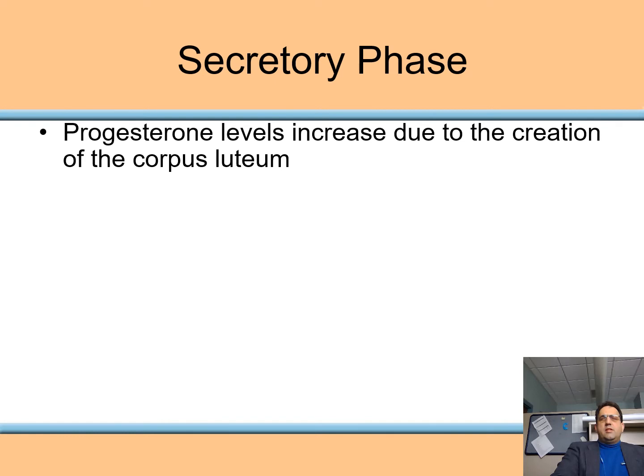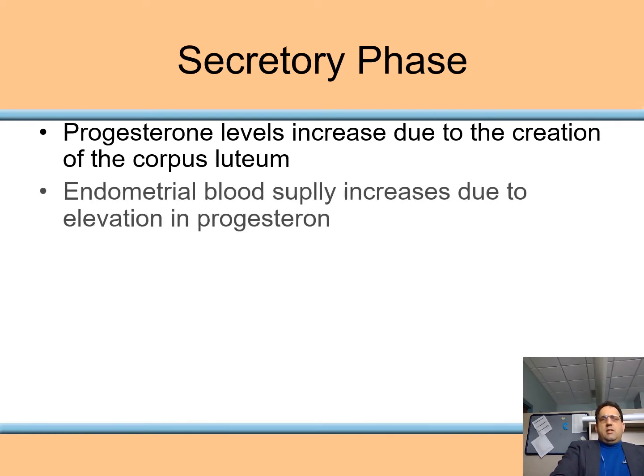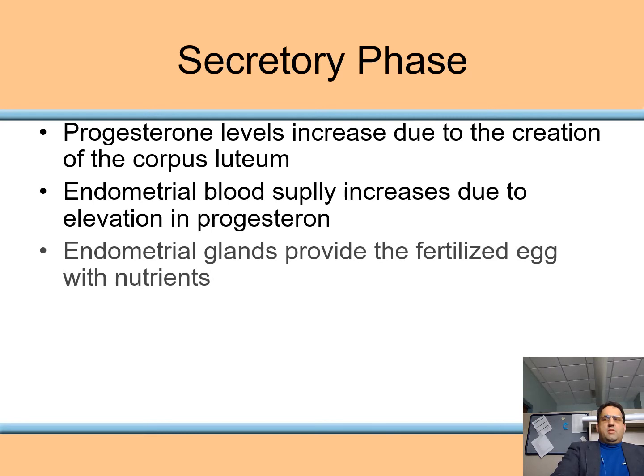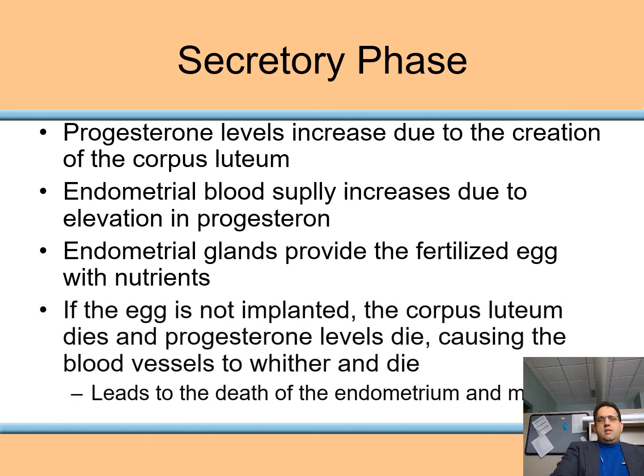Progesterone levels increase because you've created a corpus luteum. Endometrial blood supply increases due to elevation in progesterone. Endometrial glands provide the fertilized egg with nutrients. If the egg is not implanted, the corpus luteum dies and the progesterone levels drop off, causing the blood vessels to wither and die, which leads to the death of the endometrium.